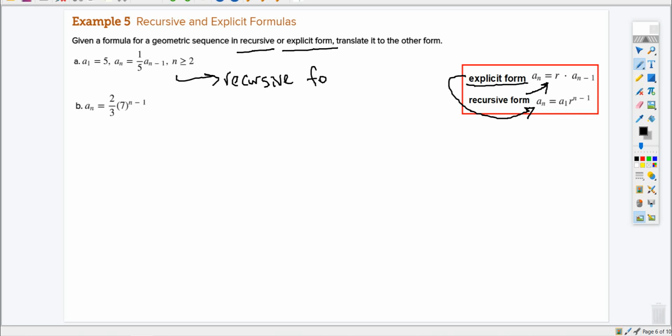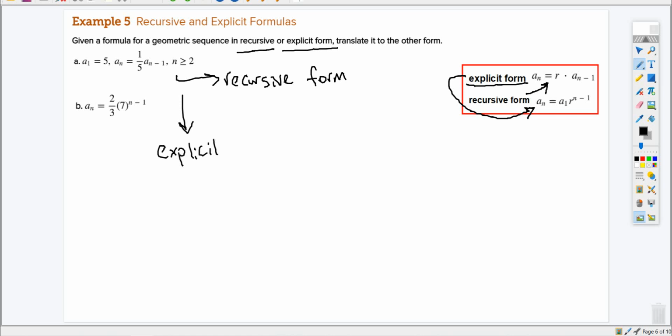Recursive form. How can I know that? Because when we look at the recursive form formula, it's a_n is equal to r times a_(n-1), and here we have a_n and a_(n-1). So this is the recursive form. We are relating the previous term to the next term. So it looks like we will write this one in the explicit form.